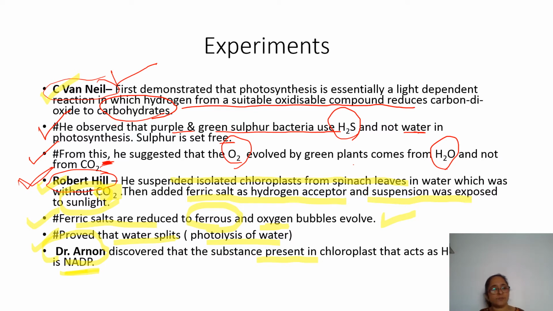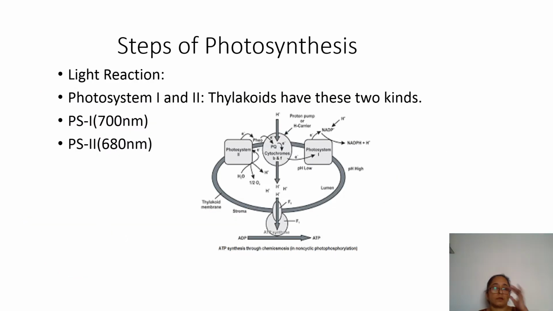So these are the few experiments related to photosynthesis, and they came to the conclusion that whatever oxygen we get as an end product comes from the water. Now next are the steps of photosynthesis. The whole photosynthesis process is completed mainly and broadly in two steps, that is the light reaction and the dark reaction. So one by one we will study each.